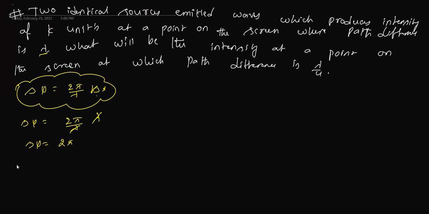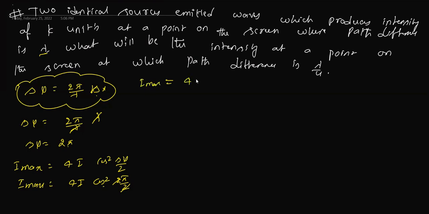Now what we need to check? Imax. What is the Imax formula? We know that Imax equals 4i times cos square delta phi by 2. Delta phi value is 2 pi. Therefore Imax equals 4i into cos square 2 pi by 2. This will get cancelled. Cos square pi. Cos pi is minus 1, so minus 1 whole square. So Imax equals 4i into minus 1 whole square, so we get 4i here. And that 4i value equals k, they're telling in the question. K units.